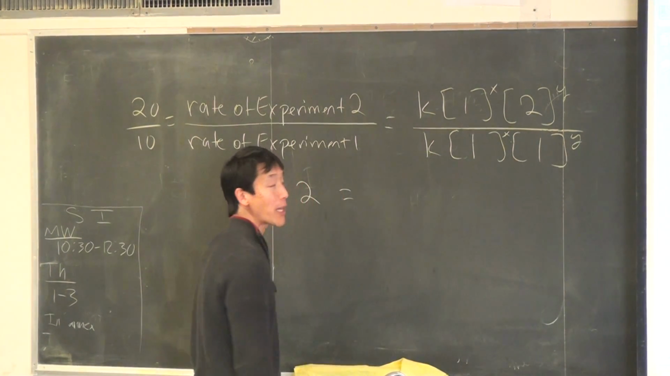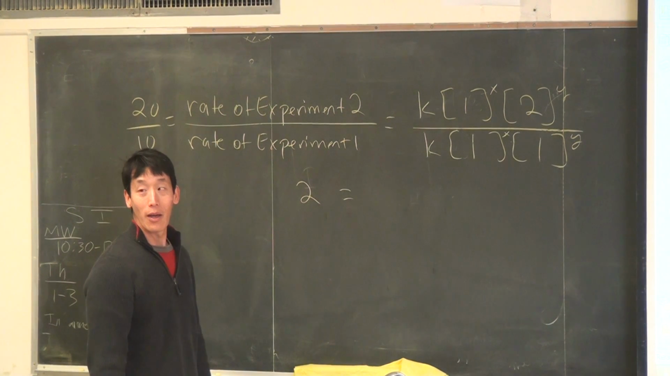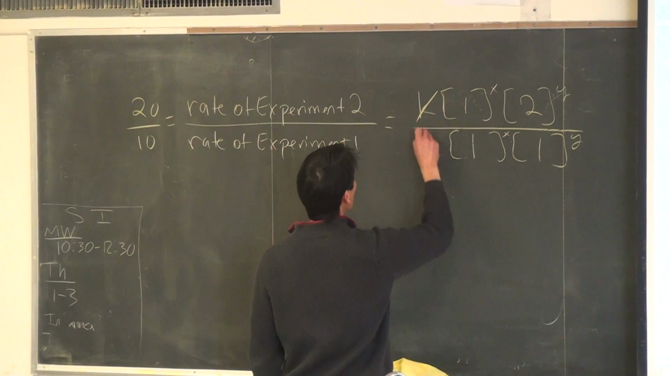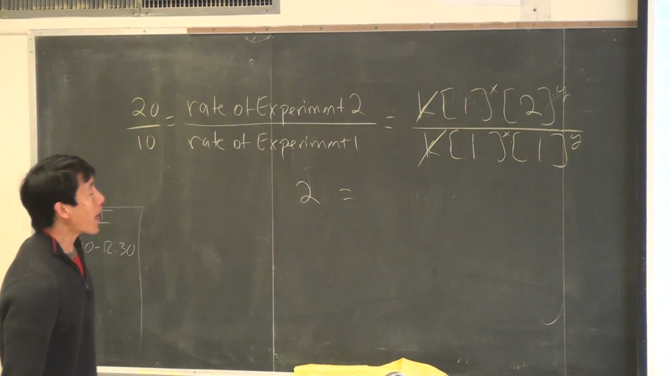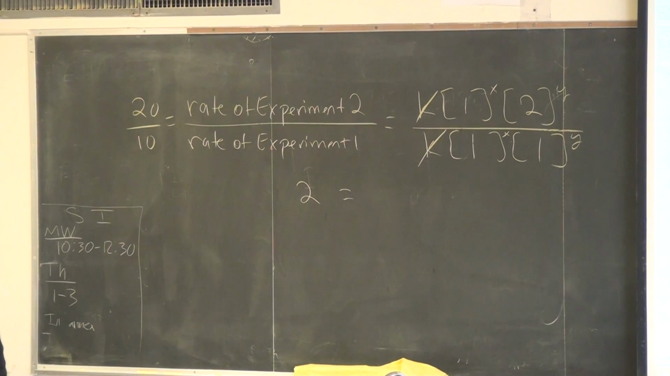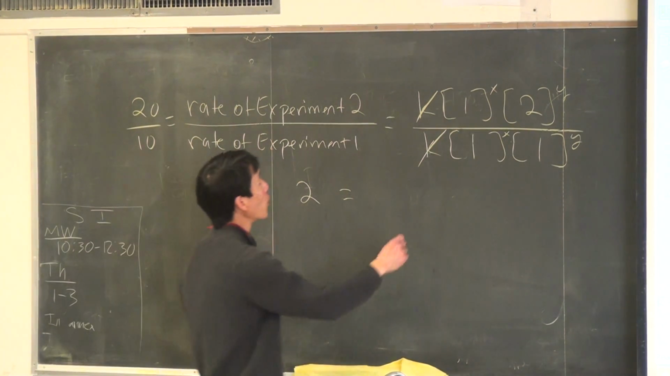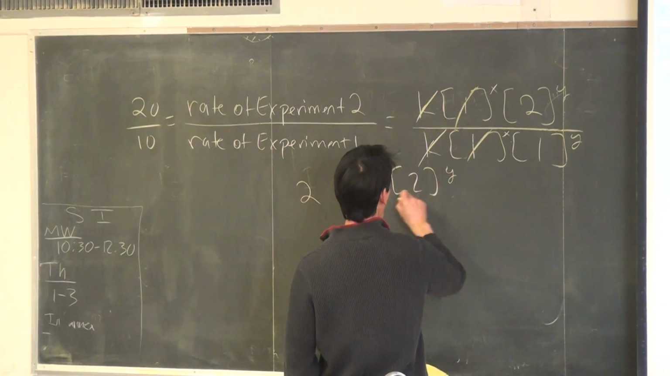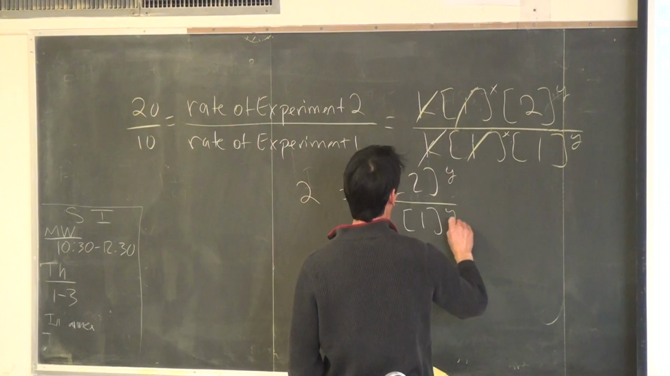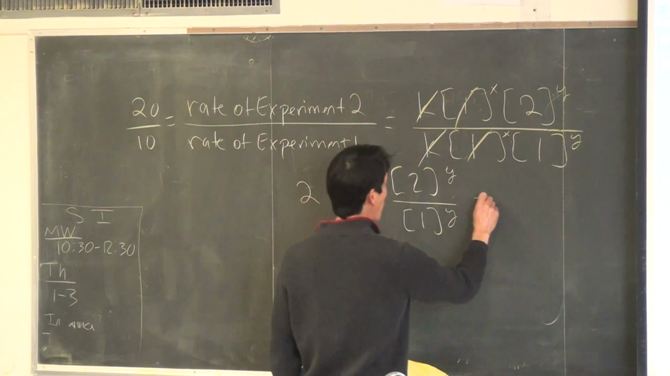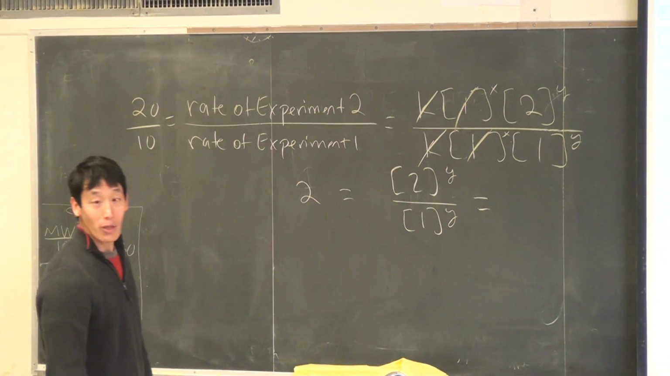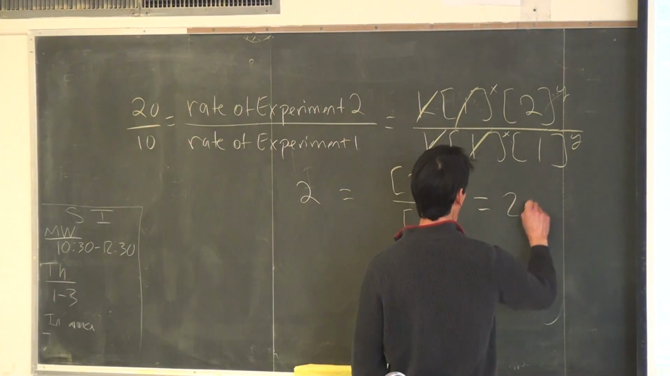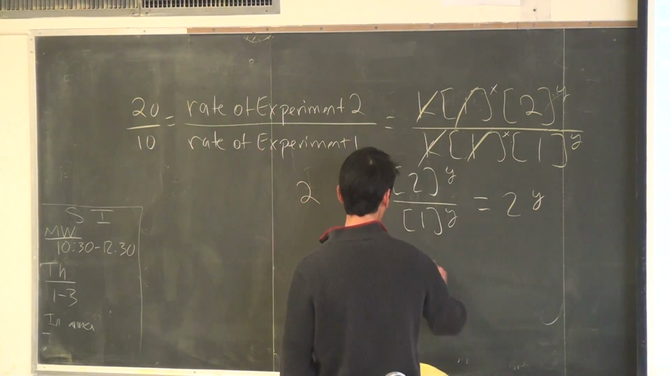Can we simplify the right side of our equation? Yes, we can get rid of the k's. Then 1 to the x power divided by 1 to the x power cancels out. So now we have 2 to the y power divided by 1 to the y power, which is the same as 2 to the y power. So now we have 2 is equal to 2 to the y power.